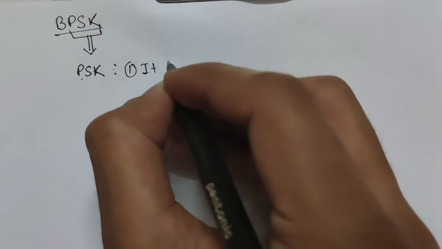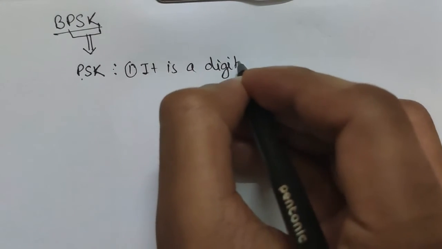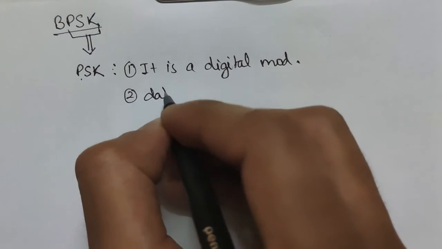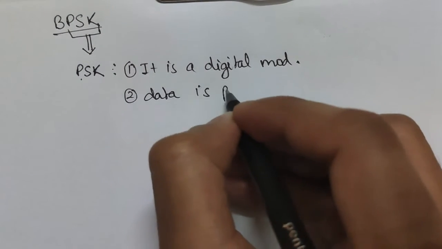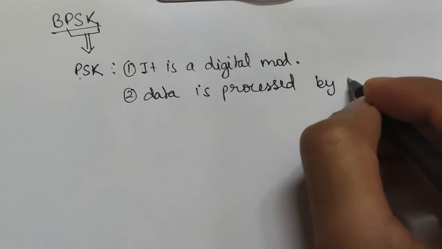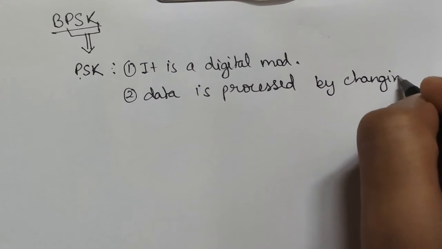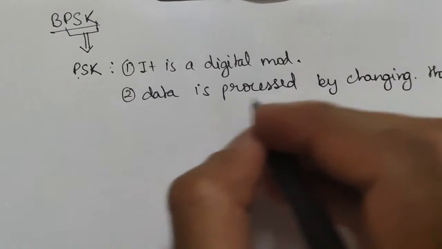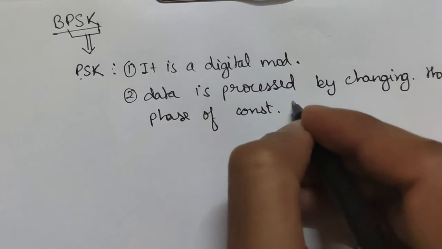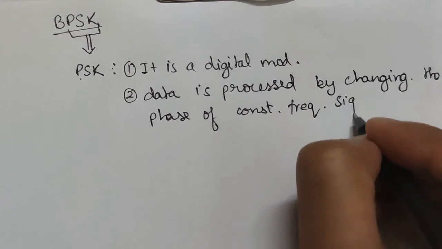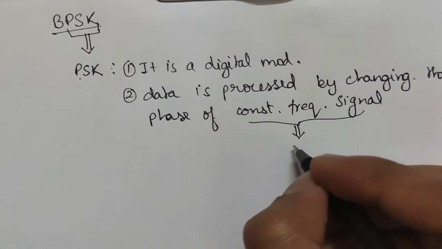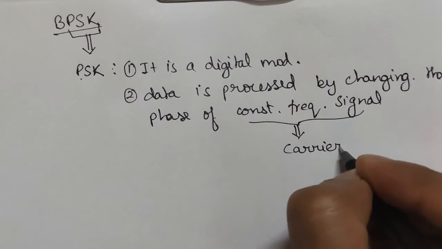Firstly, it is a digital modulation scheme where our data or message signal is processed, and it is processed by changing the phase of a constant frequency signal. And this constant frequency signal is our carrier signal.